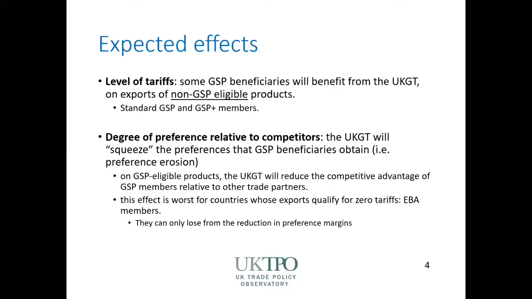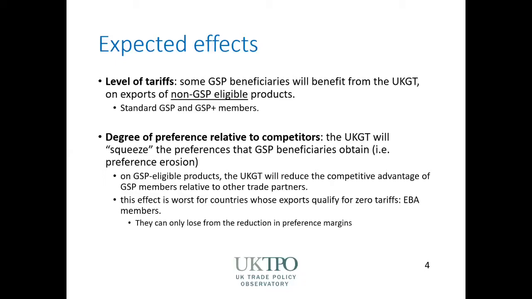And so from this working assumption and the combined application of UKGT, we expect there to be 2 sorts of effects for developing countries. On one side, the level of tariffs is going to be lower. At least this will apply to some exports from some GSP beneficiaries. These are the products which are not eligible for GSP, and they will get the benefit of a lower UKGT tariff rate relative to the UMFN one. This is a benefit that is available to standard GSP and GSP Plus members, just because the coverage of these schemes is not complete, as I just mentioned before.